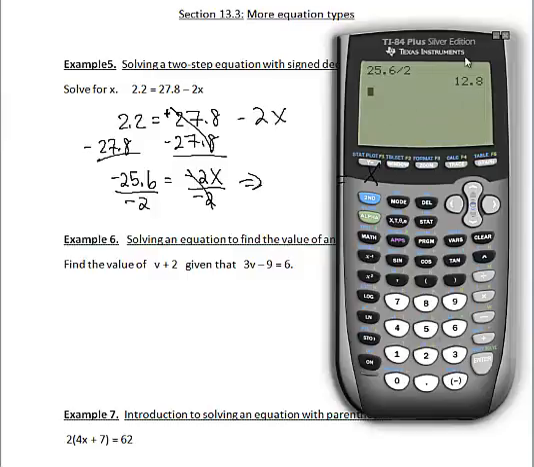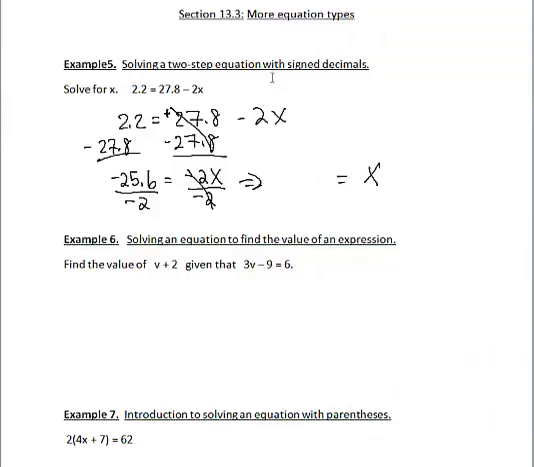We get 12.8. And you will be happy to hear that for the remainder of the test, you will also be able to use your calculator. It was just this first test where you weren't allowed. So the two negatives give us a positive, and we get positive 12.8 for our solution.